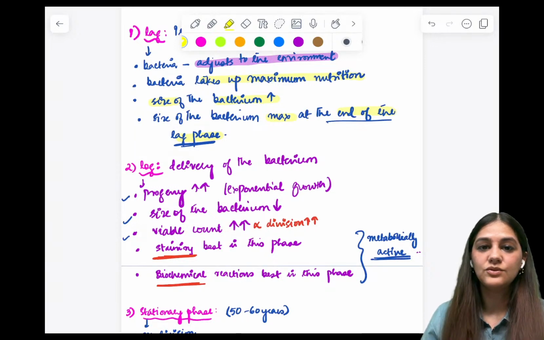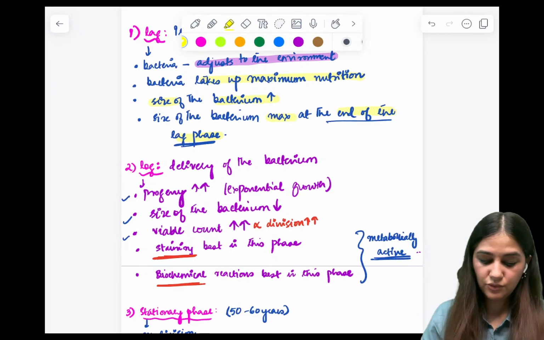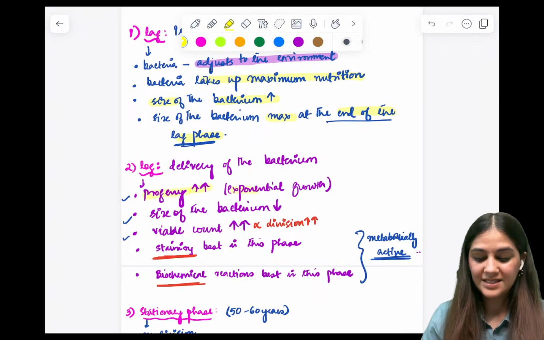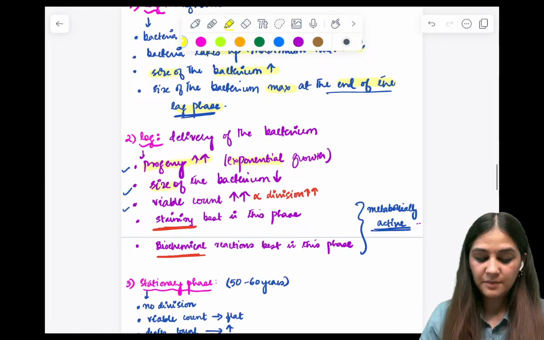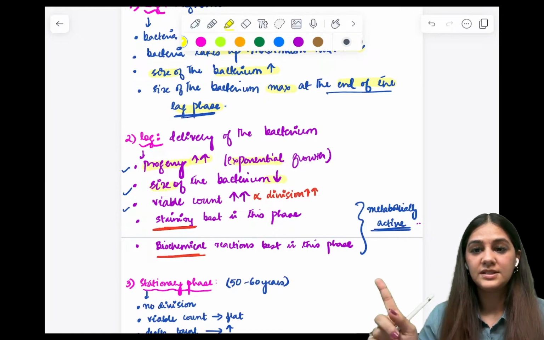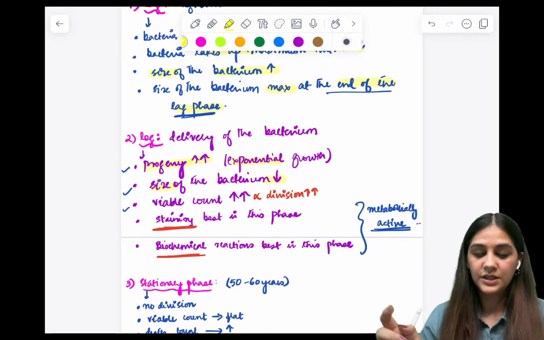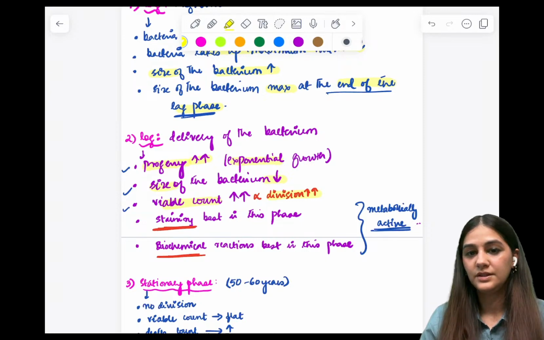Delivery of the bacterium is going to take place in the log phase. So now it's going to divide. What is going to happen? The progeny are going to increase exponentially. The size of the bacterium is going to decrease. If division is taking place, viable count is going to increase. So viable count is increasing and it is directly proportional to the division.